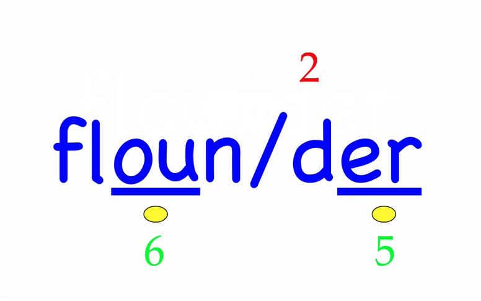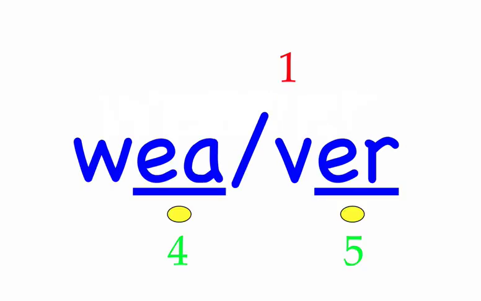Weaver. The weaver began to work on the new project. We has two sounds: W, E. Ver, two sounds: V, r. Weaver. Mark the word. And this completes the dictation of the words from lesson 409.